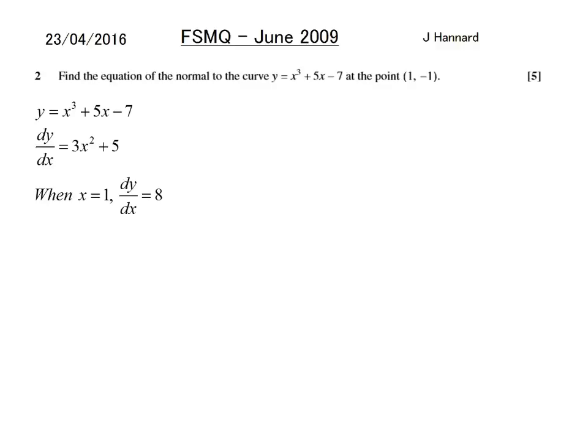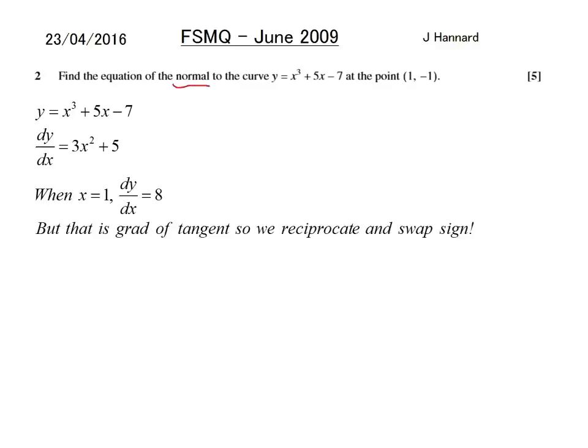But that's the gradient of the tangent. We want the gradient of the normal. So we need to reciprocate it and swap its sign, because we need the negative reciprocal, remember, for normals, because they meet tangents at 90 degrees, so the perpendicular. So our gradient is therefore minus an eighth.